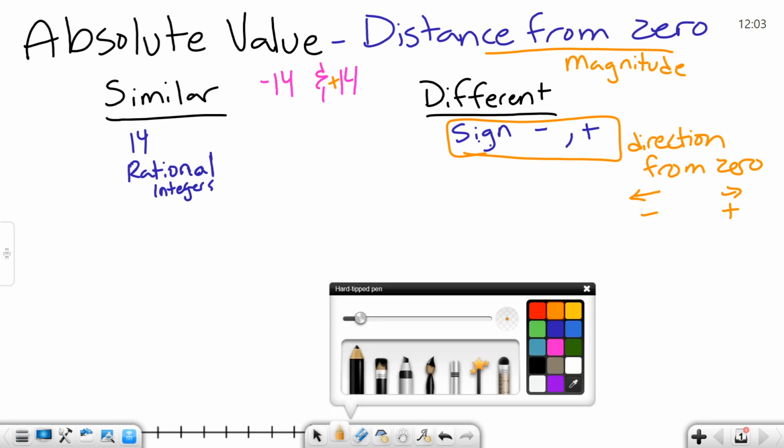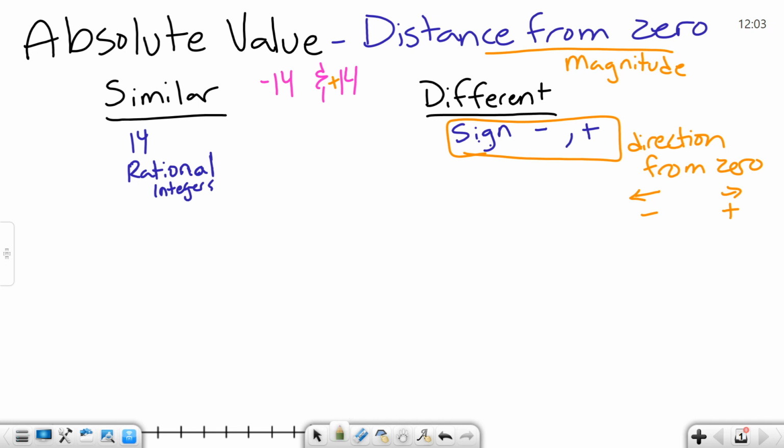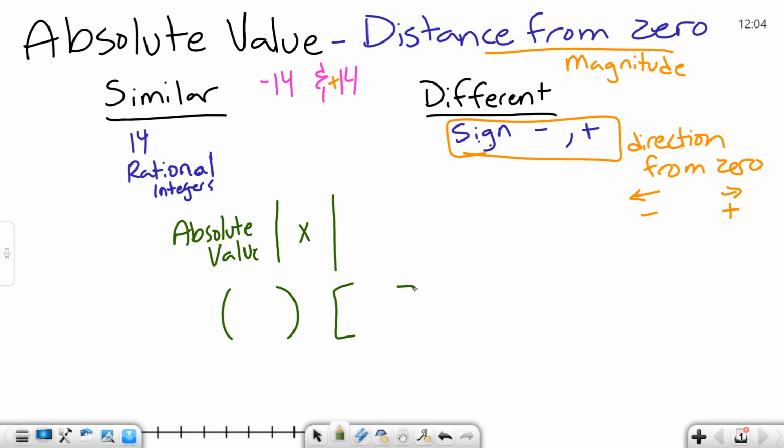The next thing we need to know about absolute value is that it has its own special type of bracket. So if you see straight parallel lines with a number in between it, that means it is looking for absolute value. And I don't want you to confuse that with either of these types of brackets. Both of these brackets help us when it comes to the orders of operations.